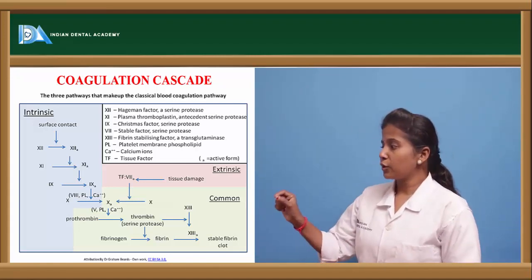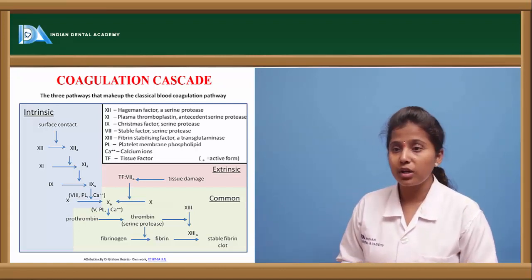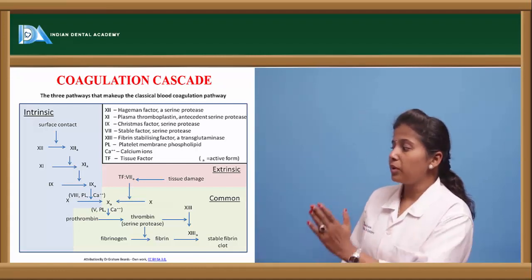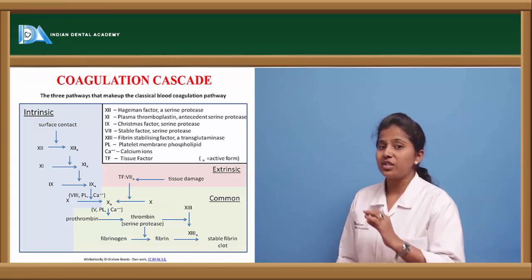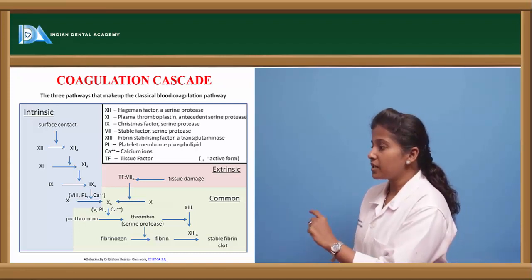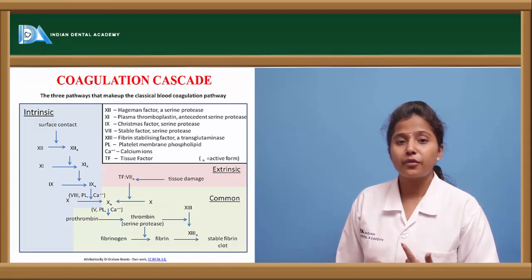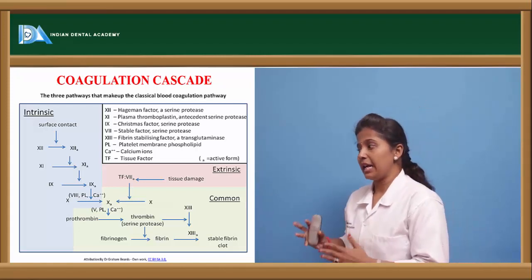clot. Here thrombin is a serine protease, a kind of serine protease protein, which causes the conversion of fibrinogen to fibrin, and this fibrin is in turn converted to stable fibrin in the presence of a factor called 13A, which is formed from factor 13. So all the factors are in inactive forms.